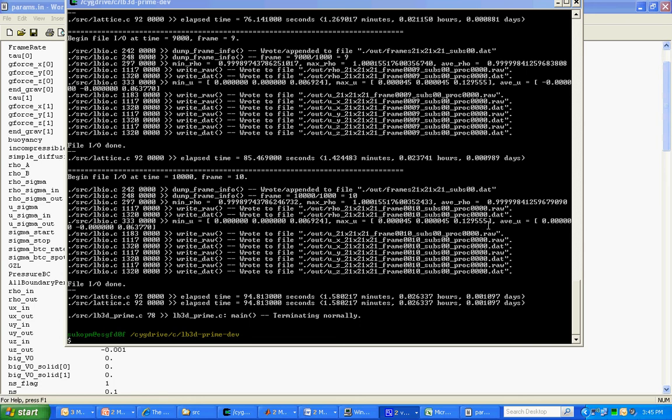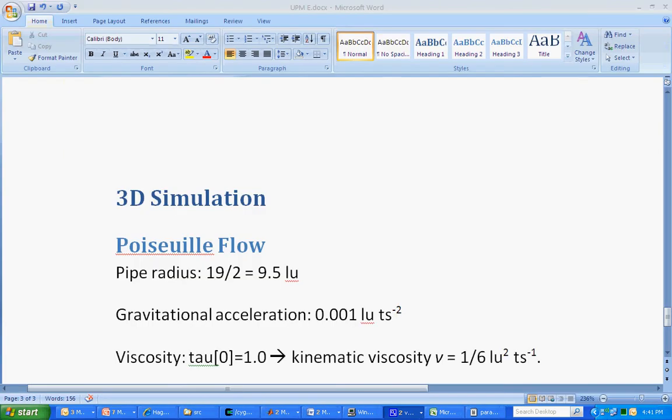So for a first comparison, let's see what those values are expected to be theoretically. Looking at the results, we have a pipe radius, the diameter divided by 2, of 9.5 lattice units. We set the gravitational acceleration at 10 to the minus 3 lattice units per time step squared. Viscosity was determined by the tau 0 value, which was set at 1, leading to a kinematic viscosity nu of 1/6 lattice unit squared per time step.